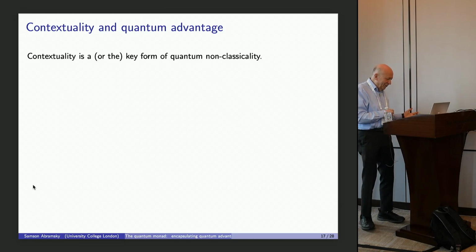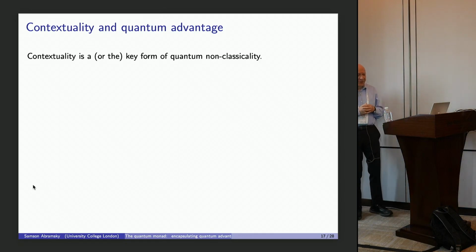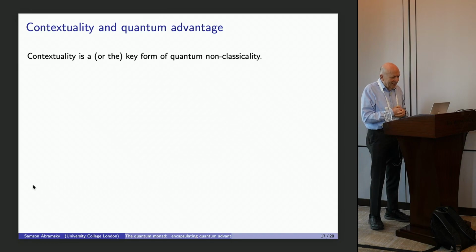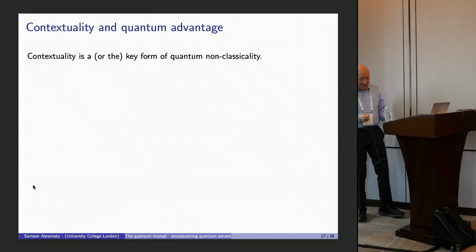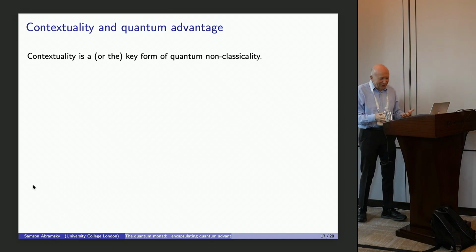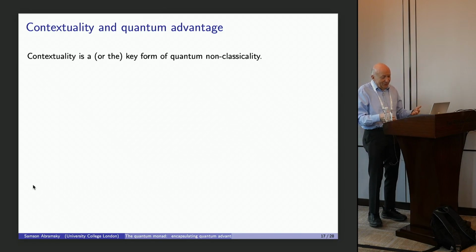Okay, so now having set this up, another nice point. We started with non-local games. We ended up, through quantum homomorphisms, at the quantum monad. Now we're going to relate this back to contextuality, a favorite topic of mine, which is also intimately related to quantum advantage. The first point is that, foundationally, contextuality is a, or maybe the, key form of quantum non-classicality. The only reason it's worth doing quantum computation, given that it's difficult and expensive, is that it lets us do things we can't do classically. If we're going to do things we can't do classically, it must be because of the non-classical features of quantum mechanics. But what are these?